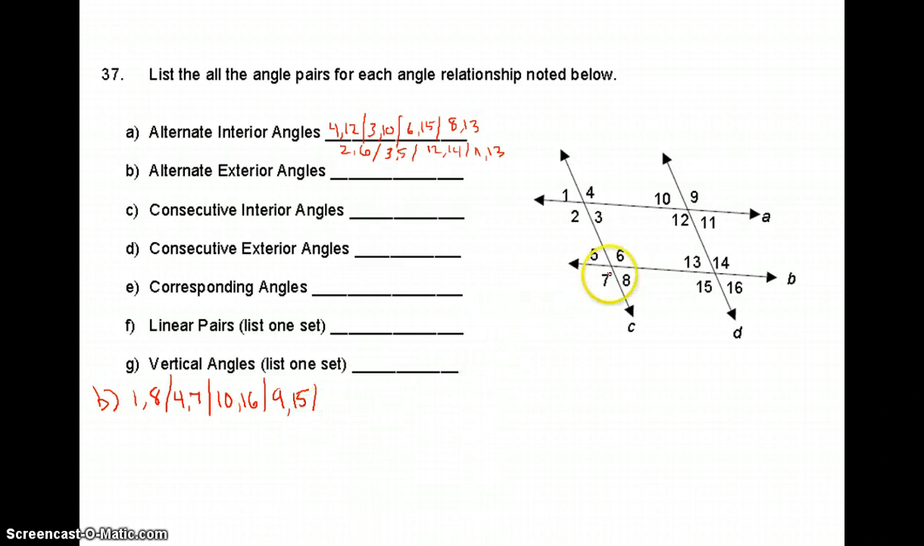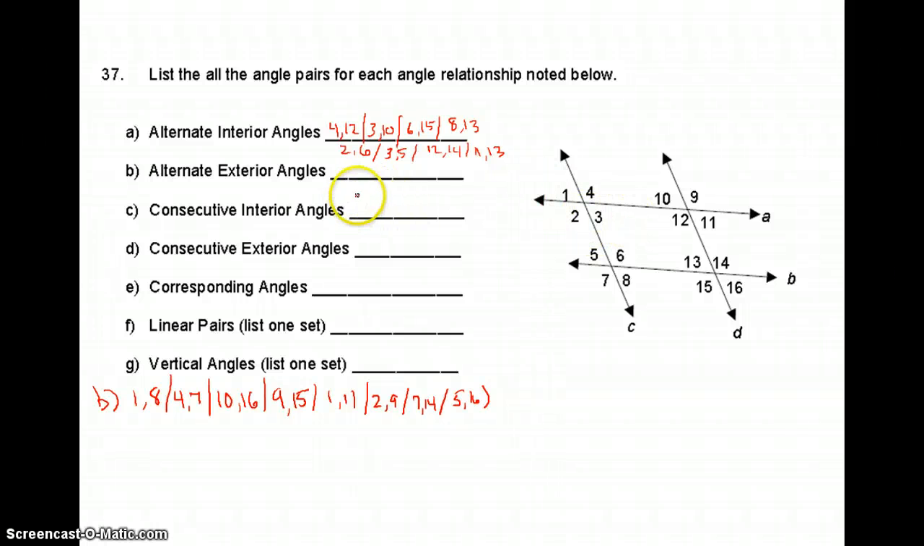And we go the other way. We got 11 and 1. 2 and 9. 7 and 14. And 5 and 16. That's alternate exterior angles. Okay, consecutive interior angles.